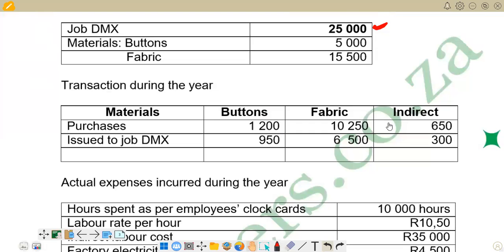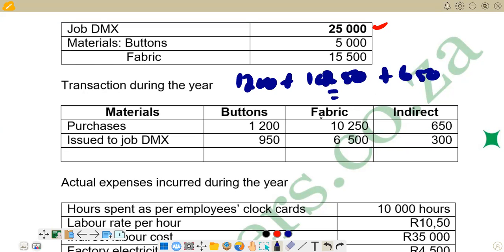We are saying here to get the total purchases. We are saying total purchases, we are saying 1,200, then we add 10,250, and then we add 650. Let's try to add and see what we get there. 1,200 plus 10,250, and then we add our 650, and then we get 12,100. So this is the total that we have there, 12,100. So we are going to summarize.